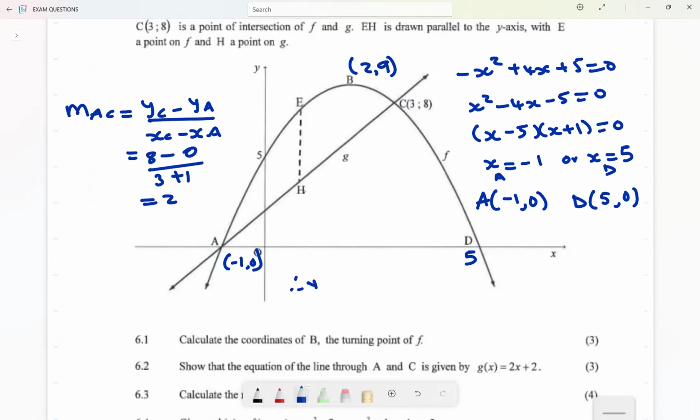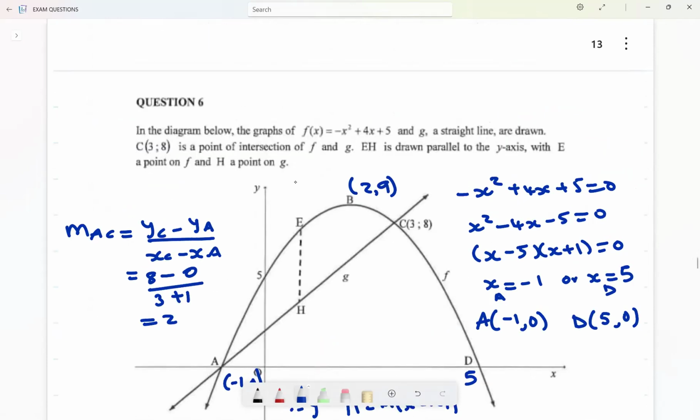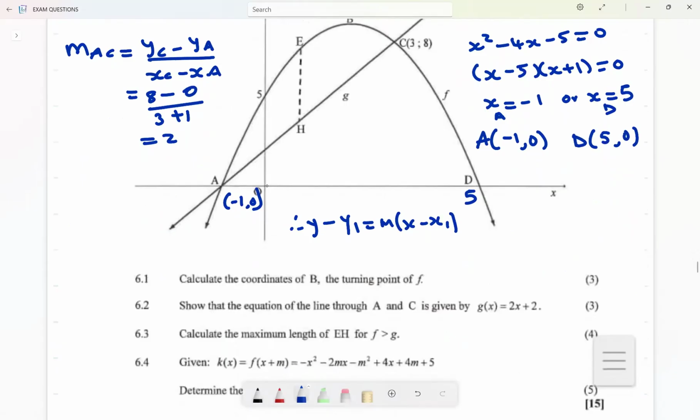Then I can say, therefore, y minus y1 is equal to m into x minus x1. Guys, this long thing for 3 marks. What are the coordinates of my point? I can use this one or I can use this one. I prefer using A. I think A is going to be easy. What is y1? y1 is 0. m is 2. It's going to be x minus what is x1? It is negative 1. It's going to be plus 1. So it's just y is equal to 2x plus 2. Oh, guys, all that for just 3 marks.